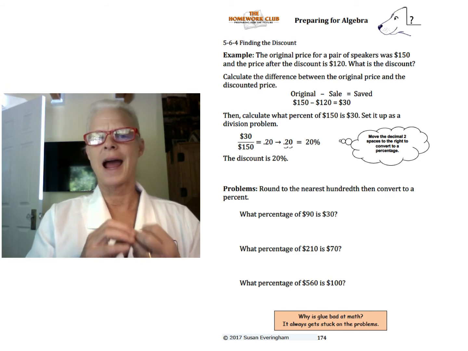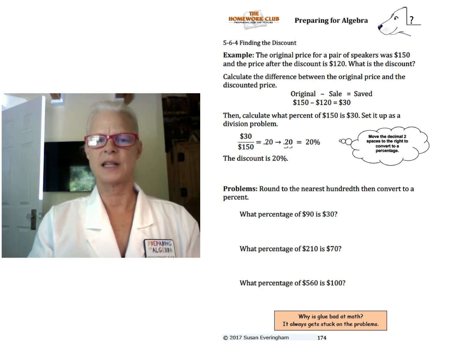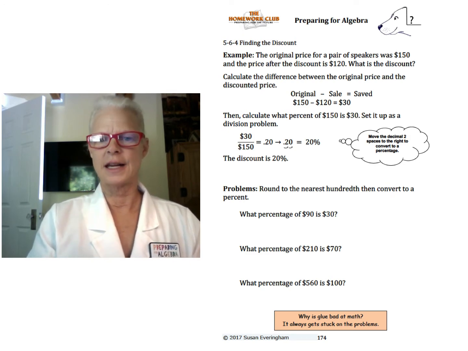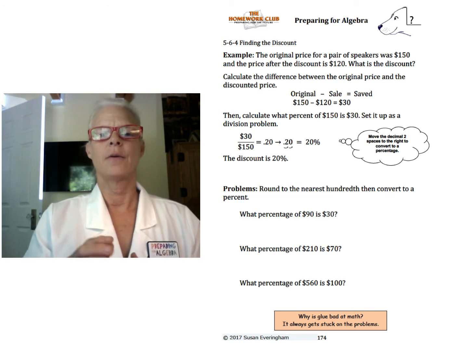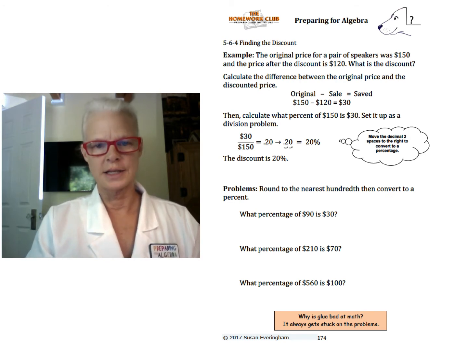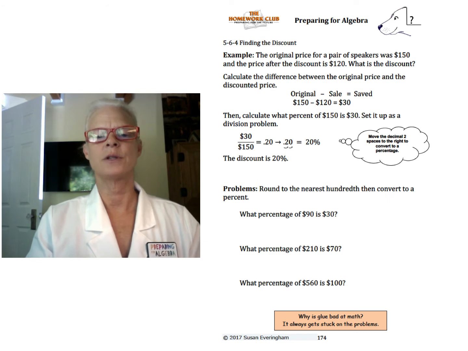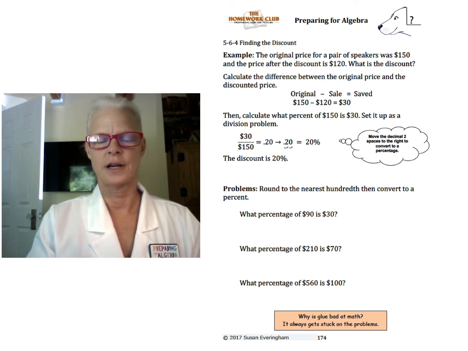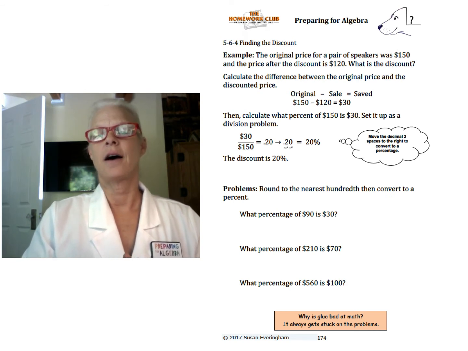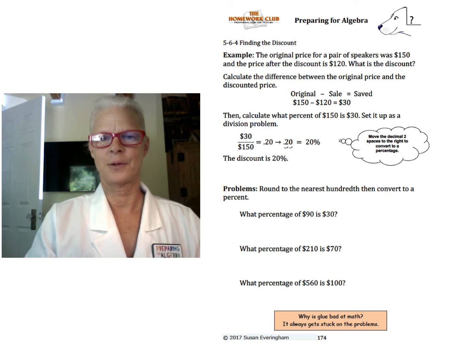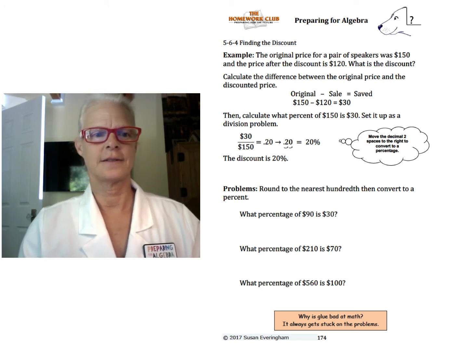So when asked in the problems what percent of 150 is 30, that's the way you would read that problem. What percent of 150 is 30? Or what percent of 210 is 70? What percent of 560 is 100? Do the division, come up with a fraction, convert it to the nearest hundredths, and then to a percent. Okay? All right, great.